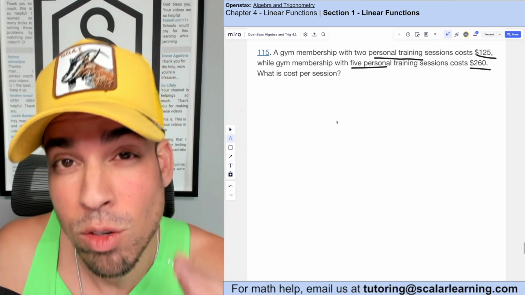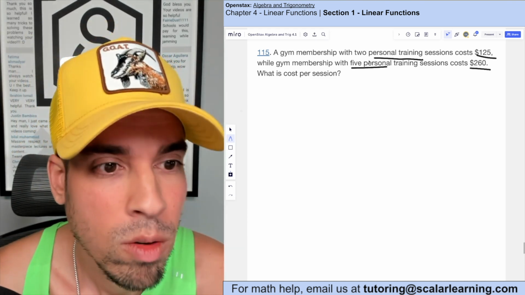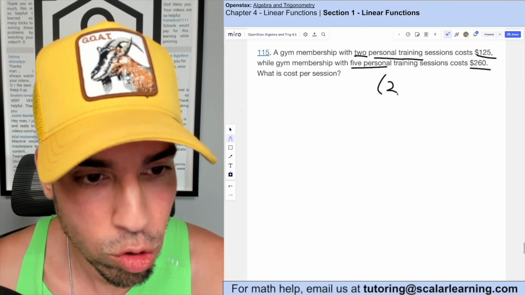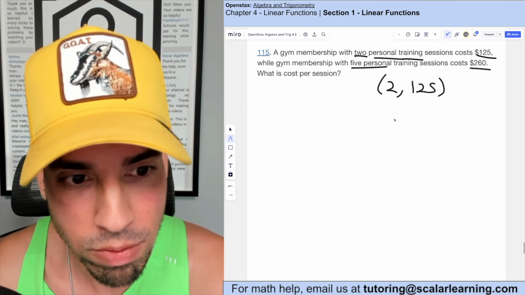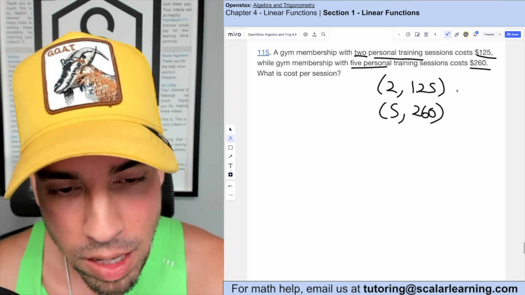What are they asking? They're asking the slope, cost per something. Okay, well, I can quickly turn this into 2 nice coordinates. With 2 training sessions, I spend $125. For 5 training sessions, I spend $260. Well, guess what? I can do the slope now.